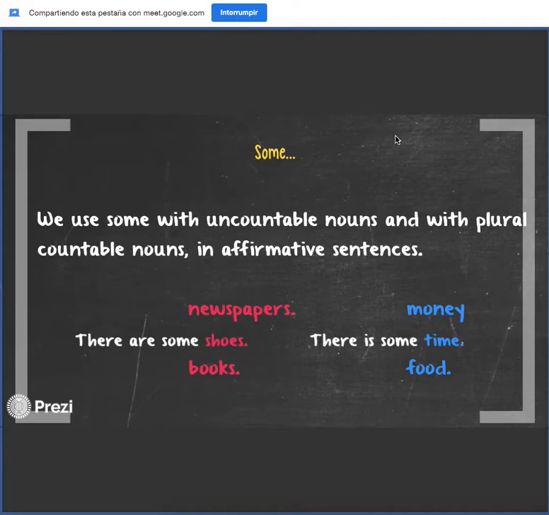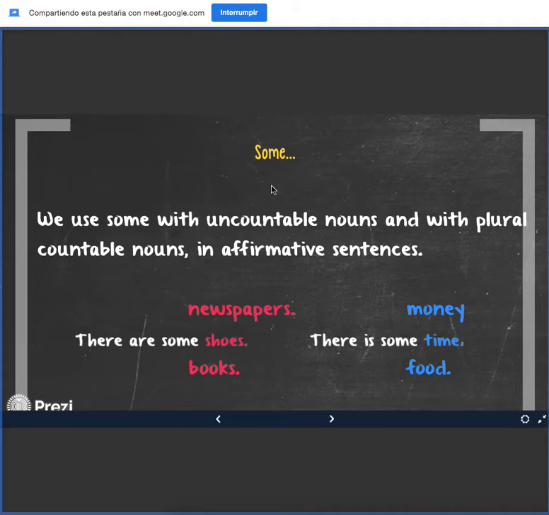Okay. We use some with uncountable nouns and with plural countable nouns in affirmative sentences. Thank you. Newspapers. Okay. Stop for a while, sorry. Look at this. First rule of some.